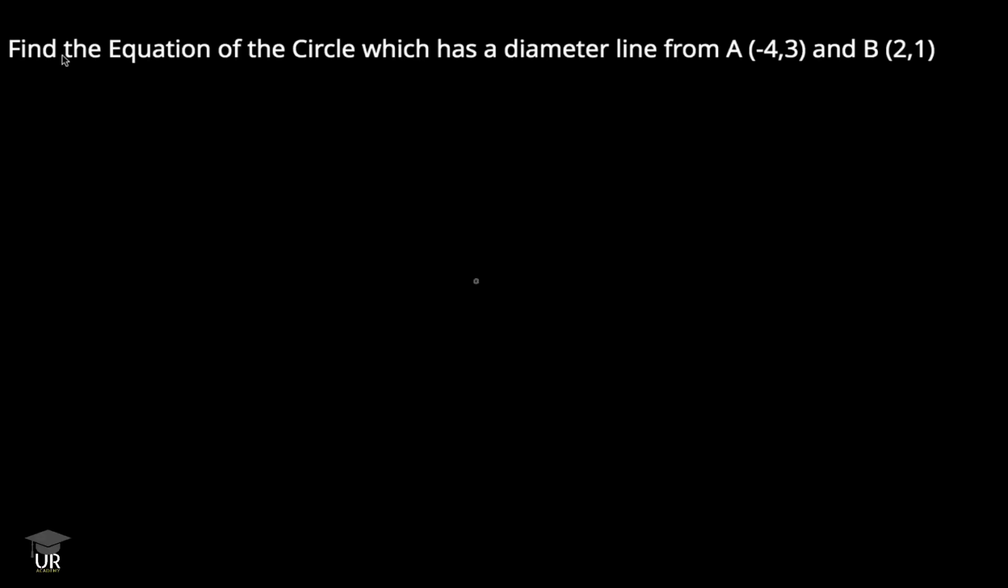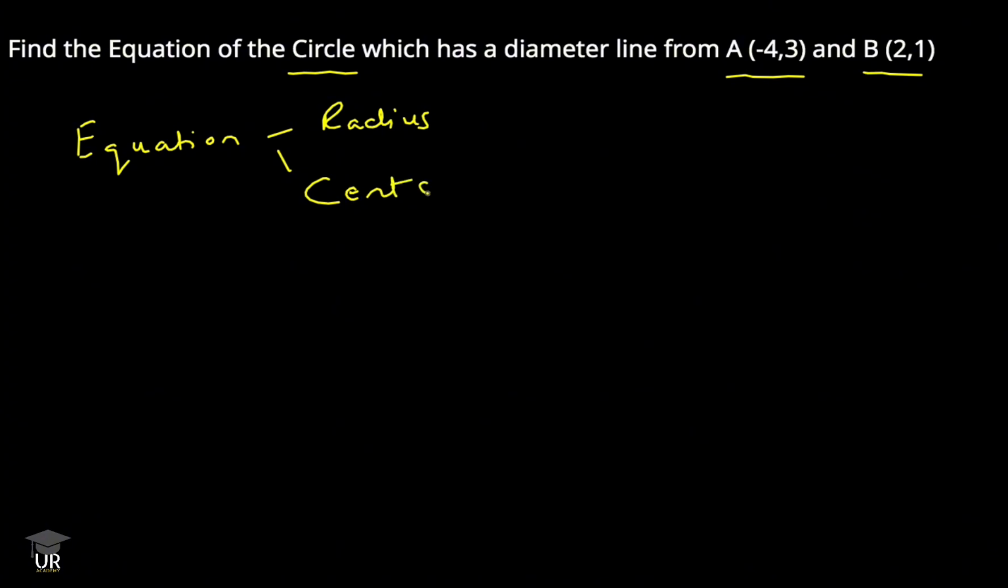So the question says, find the equation of the circle which has a diameter line from A (-4, 3) and B (2, 1). Now in order to find the equation, we must have two things. One is your radius and the other thing is your center coordinates.